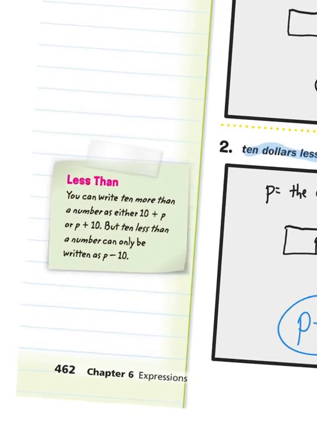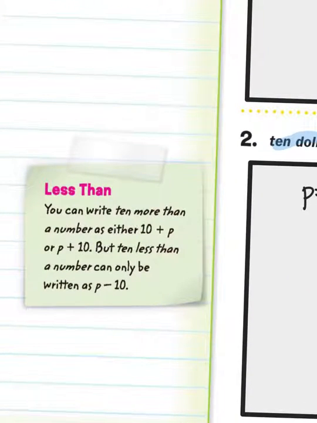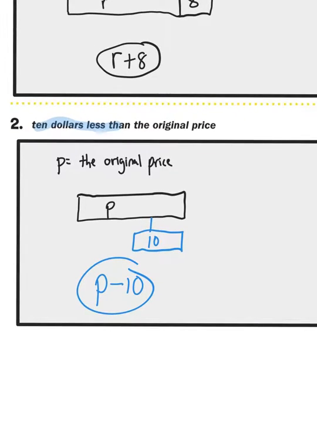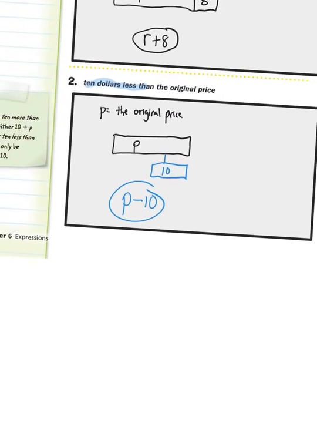All right, now, let me look over here because this is really important. In this little note here, it says less than. It says you can write 10 more than a number as either 10 plus P or P plus 10. That doesn't matter in addition. But 10 less than a number can only be written as P minus 10. So if you were to write this expression in number 2 as 10 minus P, you would be wrong. The bar diagram helps us see the order. We started with the P, we took 10 away. P minus 10.